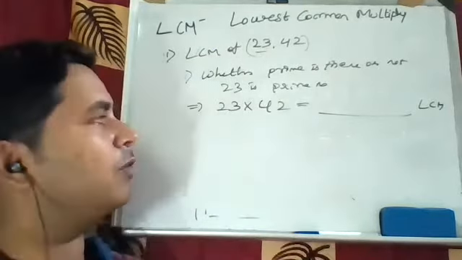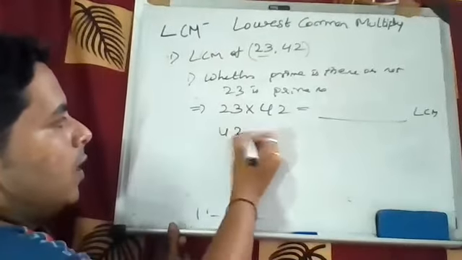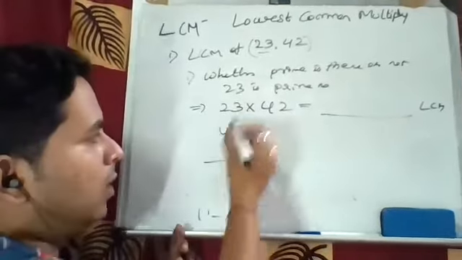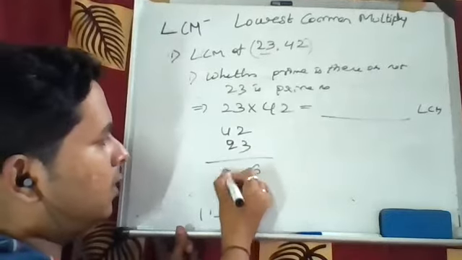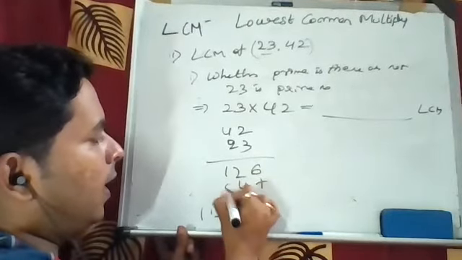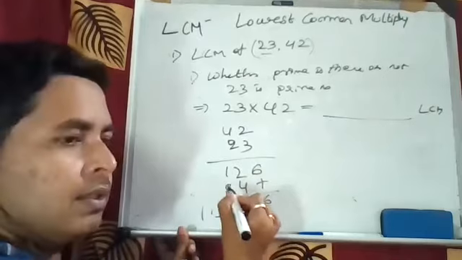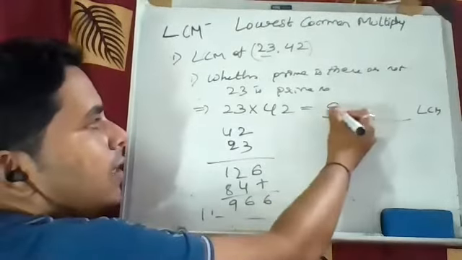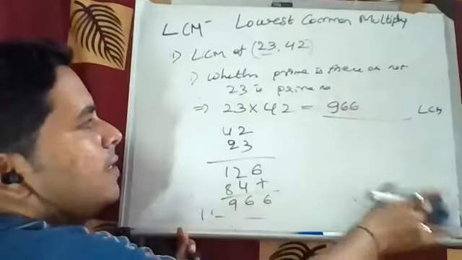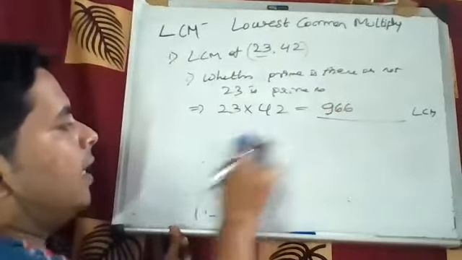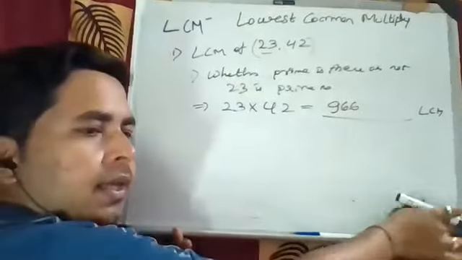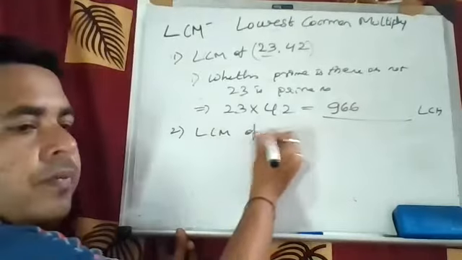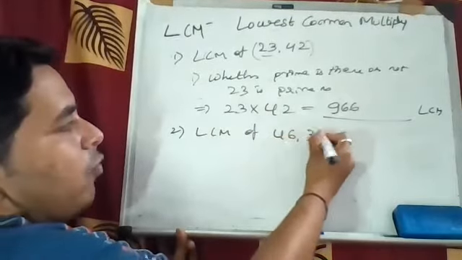So if I multiply 23 and 42, you can use multiplication techniques, or you can do it directly: 2 3s are 6, 12 and 4 and 8. So 6 and 9. So what will be its LCM? It will be 966, because here a prime number is given. So similarly, I'll take one more. What is the LCM of 46 and 34?